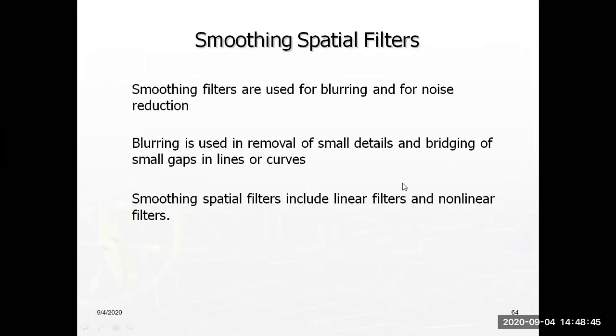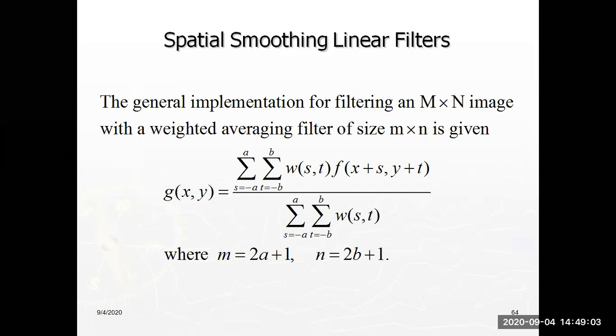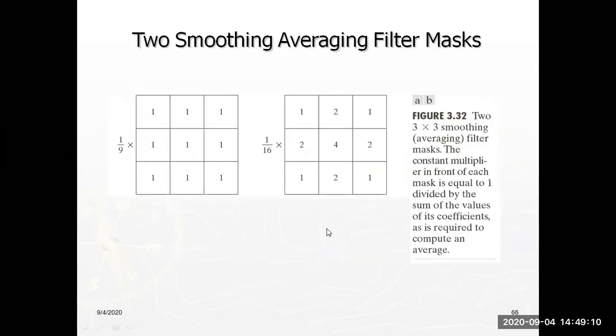In smoothing, we are using two types of filters: linear filter and non-linear filter. Both are used for blurring the image and also removing the noise. To blur the image, we use linear and non-linear filters. To remove the noise also, we use linear and non-linear filters. First, the linear filter. The expression for the linear filter is like this. This is called weighted masks. Using this expression, I am forming two mask values.